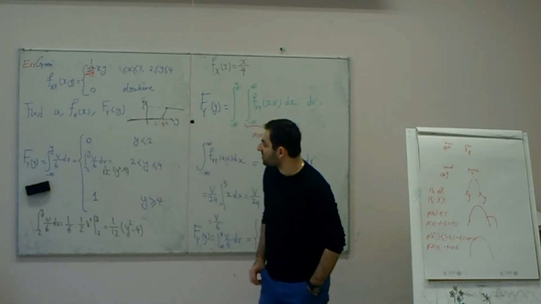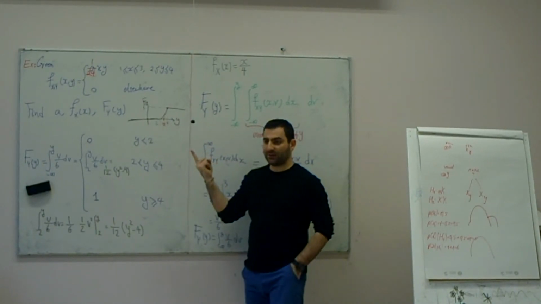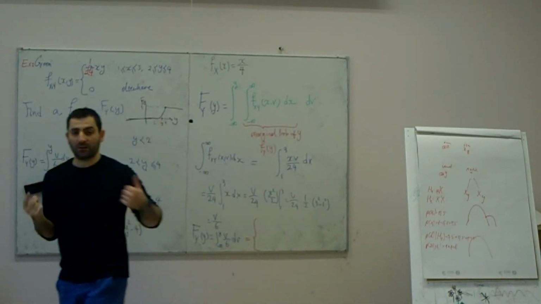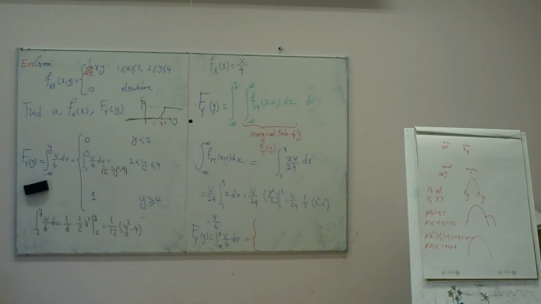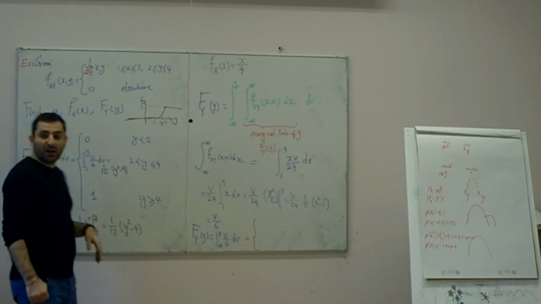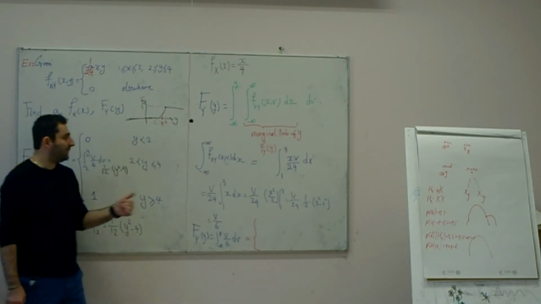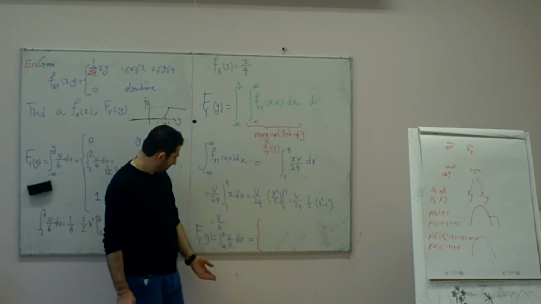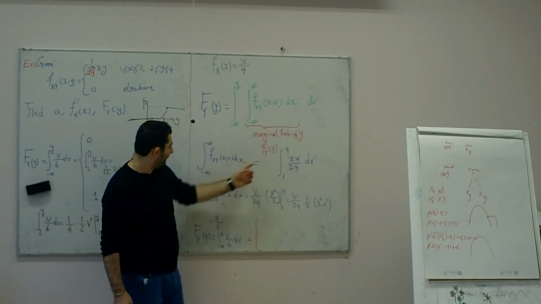What is the marginal probability of x? We calculated it. It is x over 4. What about y? Did you calculate it? Yes. They are statistically independent because you already have calculated it. Where did you calculate it? With y.